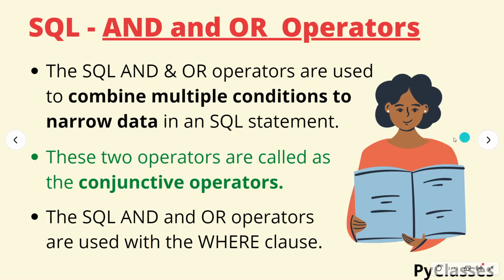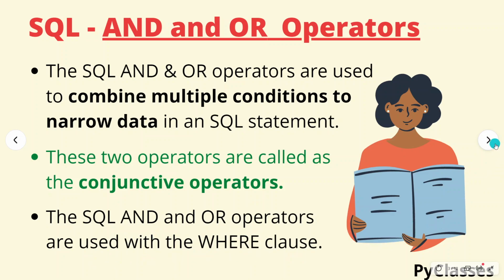So first we will talk about what are these operators. The SQL AND and OR operators are used to combine multiple conditions to narrow data in an SQL statement. These operators are also called conjunctive operators. The SQL AND and OR operators are used with the WHERE clause.